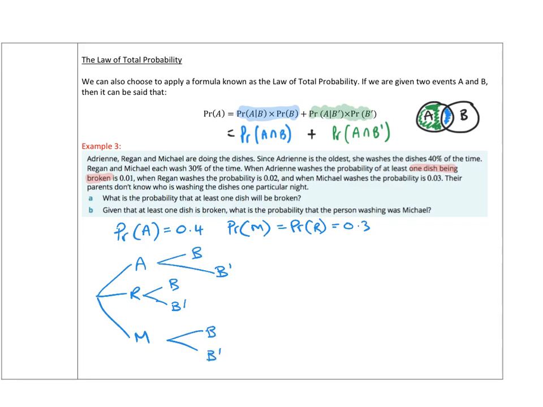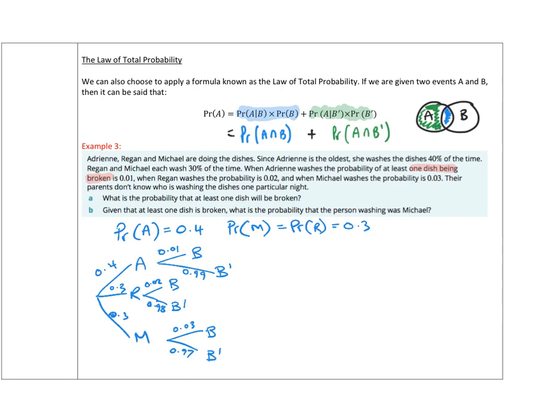Now it says here that the probability when Adrienne washes is 0.01. So Adrienne, we knew, had a 40% chance, and now 0.01, which means that there's a 0.99 chance that she does not break a dish. Regan was 0.3 and Michael was 0.3. However, it says here that when Regan washes, the probability is 0.02 that something will break, which leaves 0.98. And for Michael, it's 0.03, which leaves 0.97.